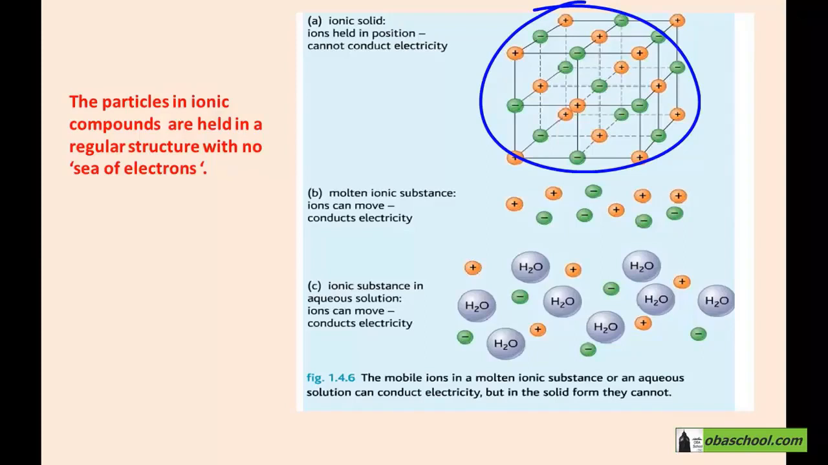Let's continue. Okay, so now in this lattice, each ion is in its place. They cannot move or conduct electricity. This means that a property of the ionic lattice is that it is hard. Other properties include having a high melting and boiling point, and it can conduct electricity if it is melted or dissolved in water.